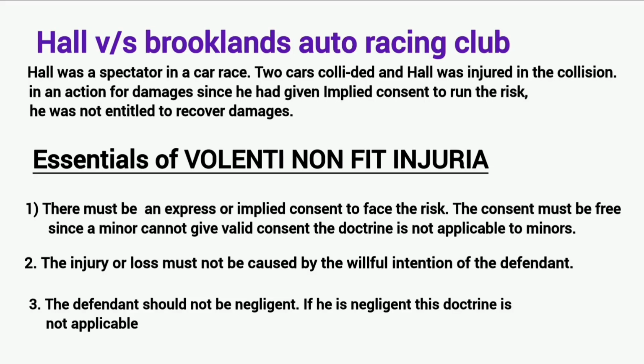There must be an express or implied consent to face the risk. The consent must be free. Since a minor cannot give valid consent, the doctrine is not applicable to minors. The injury or loss must not be caused by the willful intention of the defendant. The defendant should not be negligent. If he is negligent, this doctrine is not applicable.